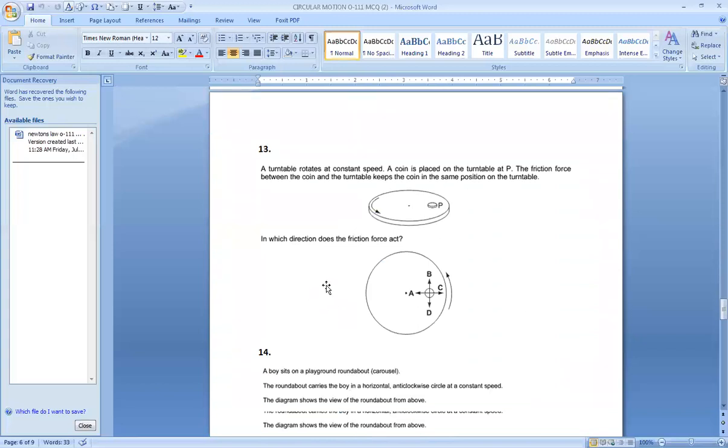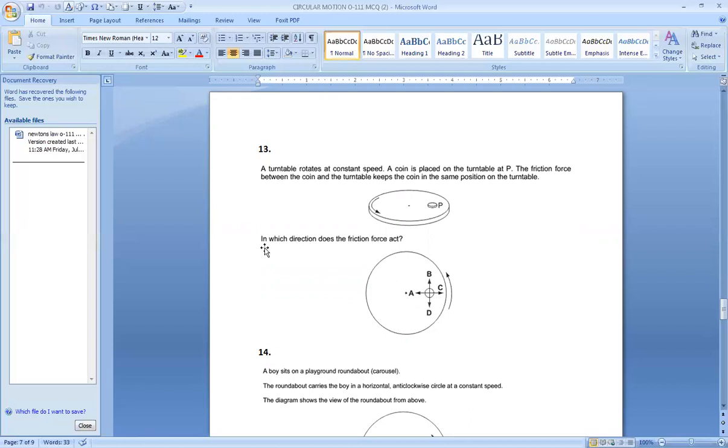Number 13, a turntable rotates at constant speed. A coin is placed on the turntable at P. The friction force between the coin and the turntable keeps the coin in the same position on the turntable. Remember, when the turntable turns, the coin has a tendency to fall outward. So it will try to fall outward, but the friction between the table and the coin keeps it in its place.